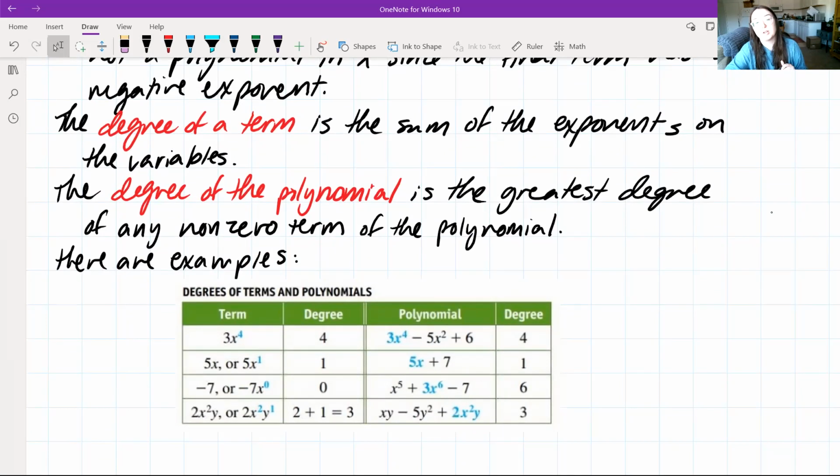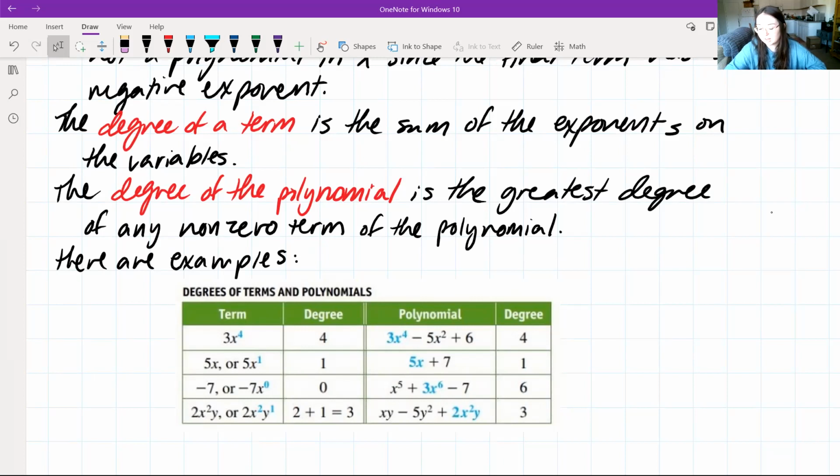Then if we have a mixture of variables, so let's say we have x and y, something like 2x squared y, since y technically has an exponent of 1, we would add those exponents. So since x has an exponent of 2 and y has an exponent of 1, we'd add those to get 3. Then the degree of your polynomial is just going to be whatever the greatest degree of the non-zero terms of the polynomial is.